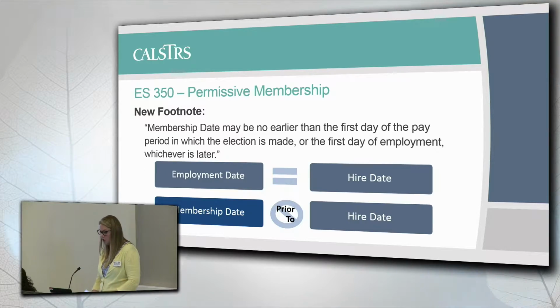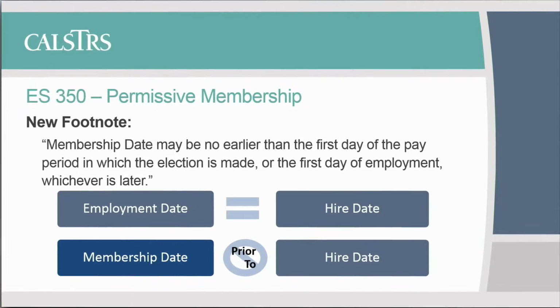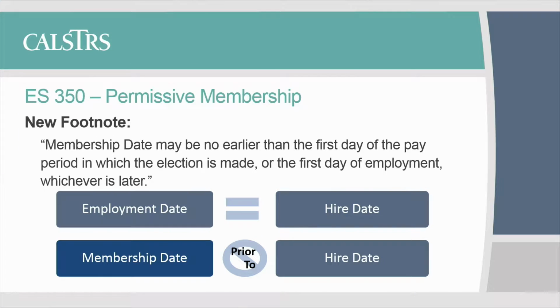So let's talk a little bit about that footnote. The footnote says that the membership date may be no earlier than the first day of the pay period in which the election is made, which is what the law says, or the first day of employment, whichever is later. What we're trying to get at here is that the membership date cannot be prior to the date of employment, and when we say date of employment, we mean hire date. So if somebody is not yet hired, they cannot make a membership election.